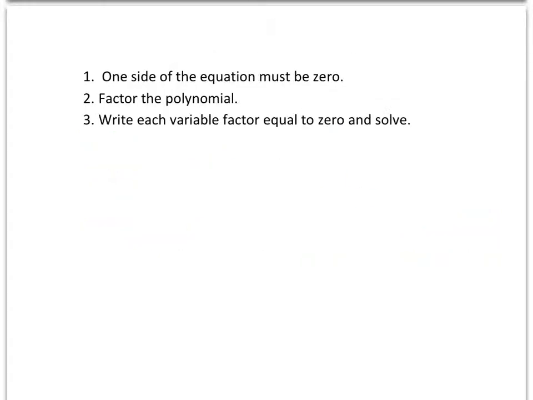So here are the solving steps. In order to use the property, obviously one side of the equation must be 0. You're going to have to add or subtract terms in order to get them all on one side and 0 on the other. Since we need the product of factors, the next thing to do is to factor the polynomial. The last step is the new step. Write each variable factor, that's a factor that has an x in it. Take each of those factors and set it equal to 0 and then solve.